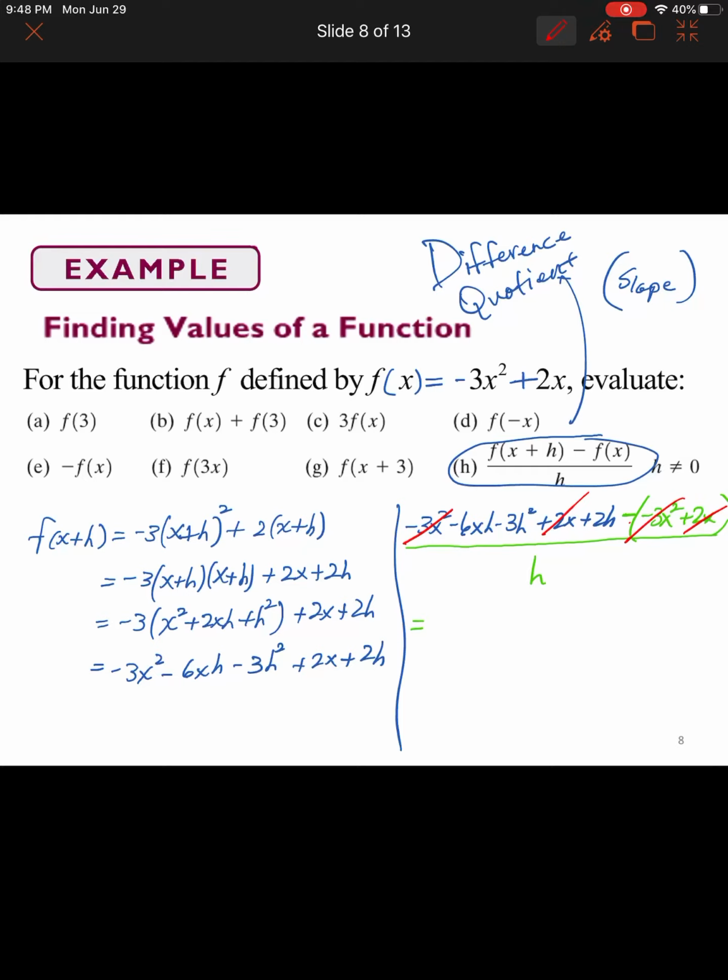And what remains is everything that contains an h. You're left with negative 6xh minus 3h squared plus 2h. If you have something in the numerator that does not have an h in it, it's because you made an error somewhere. Once you've done that, you can reduce your h's in all your locations. And your final answer is negative 6x minus 3h plus 2. You're welcome.